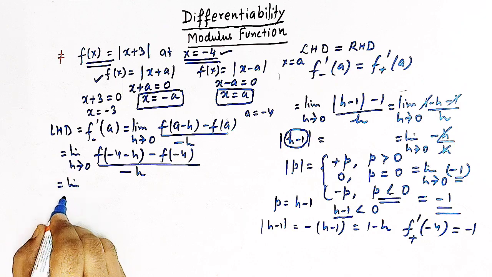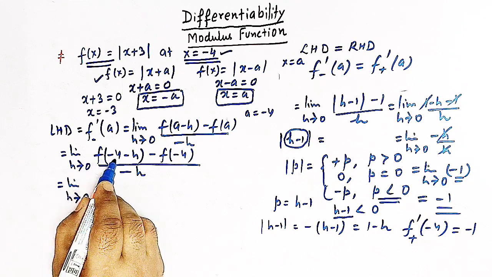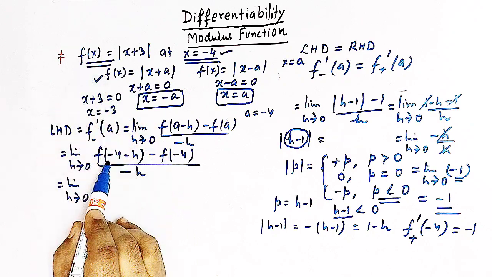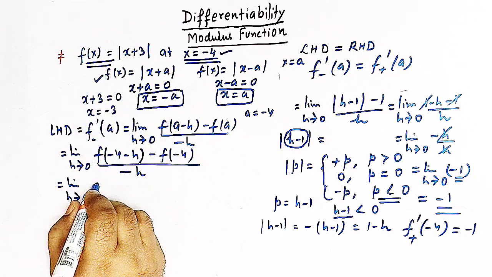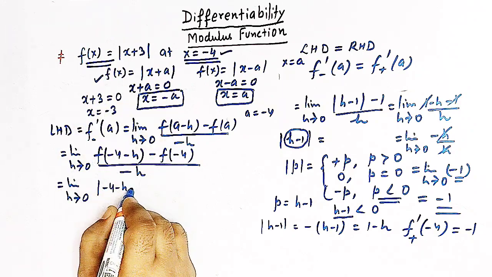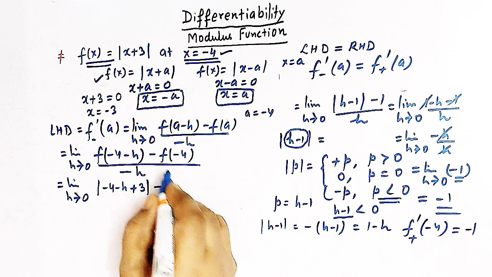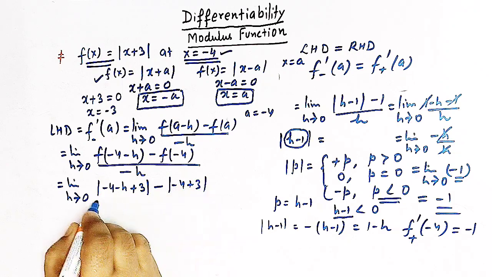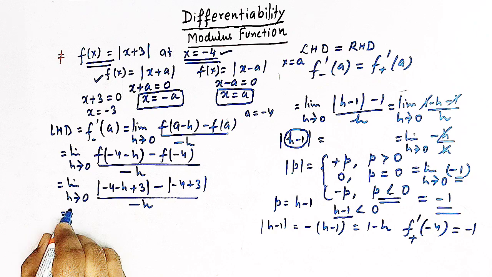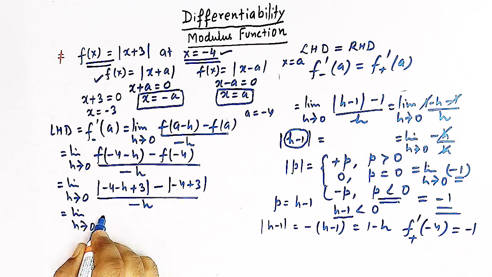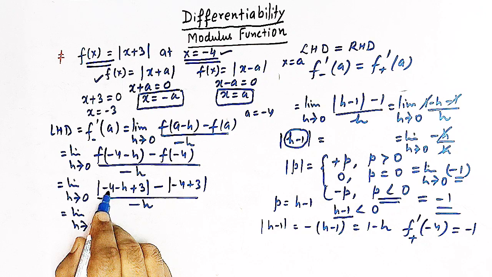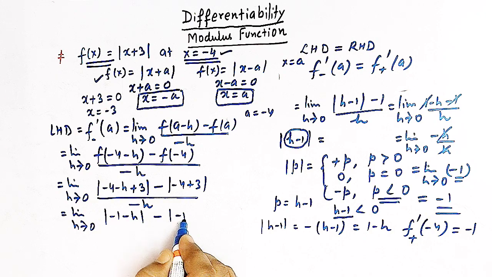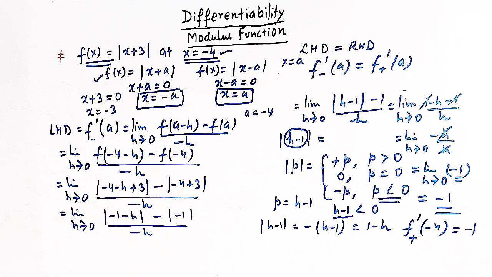Okay, so now let us find out the value of f of minus 4 minus h, which can be obtained by replacing x by minus 4 minus h. So we have mod of minus 4 minus h plus 3. Then here we have f of minus 4, that is the mod of minus 4 plus 3. And here we have minus h. So this is limit h tends to 0, and this is 3 minus 4 is minus 1. This is minus h, and here we have mod of minus 1, and this is minus h.